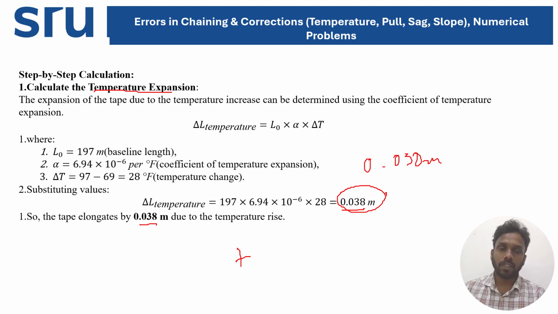So your first correction for temperature is done because your tape is elongated. You can see here the difference in temperature change is positive. So it is a positive error. You have to add it to your total measured distance.